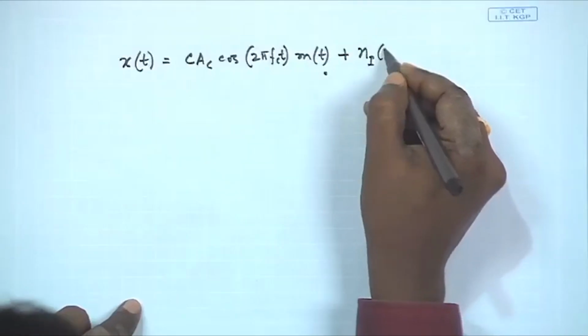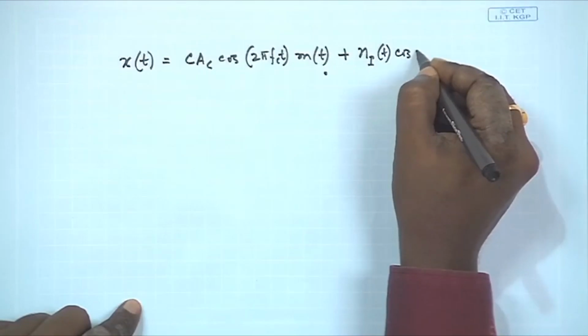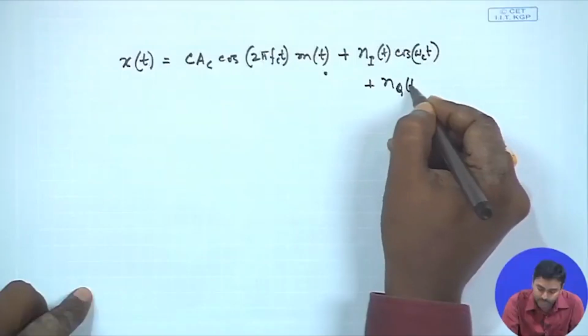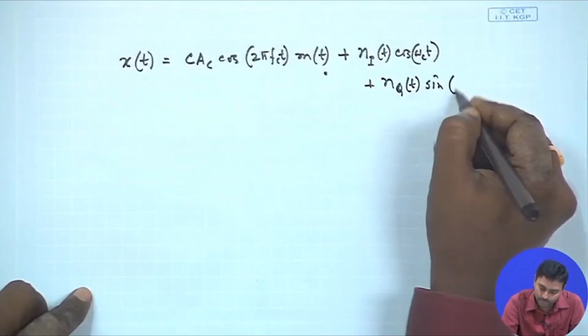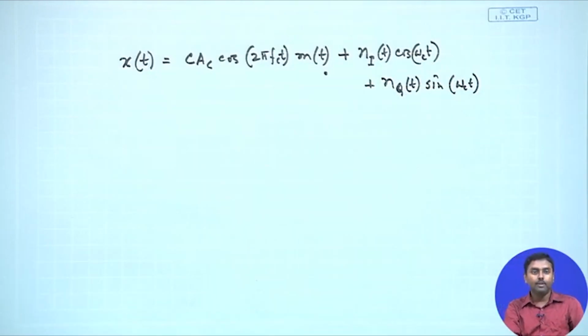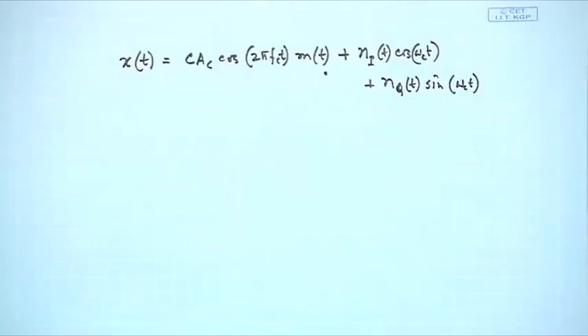Now, it has passed through a band pass filter. So, I can write it as n_I(t), which is the in phase part, into cos omega_c t, or 2 pi f_c t, where f_c is the central frequency of the band pass filter, plus n_Q(t), which is the quadrature component, into sin omega_c t. We have already said that this is the representation we get whenever we pass white noise through a band limited or band pass filter. A band pass noise can be represented like this. So, I have got this x(t).